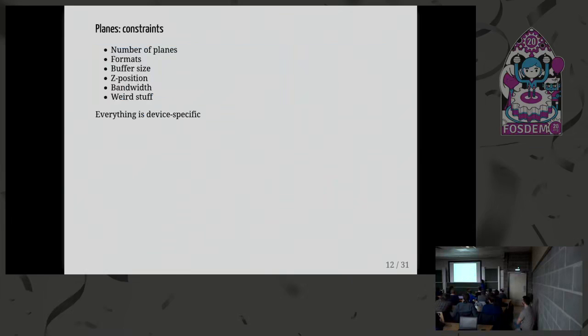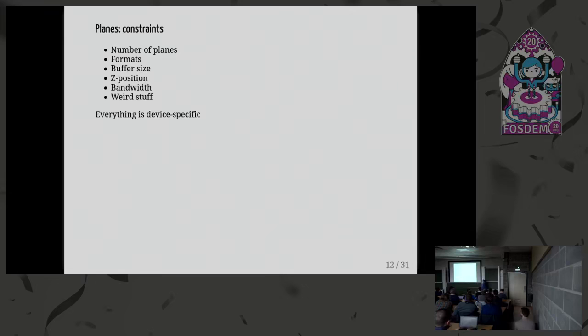So planes come with a large number of constraints. We said number of frames, formats, but there are also some constraints on the buffer size, some constraints on the Z position, so which plane is over which other plane. For instance, on my machine, the first plane would be under the second plane, which is under the last plane. And I can change that.